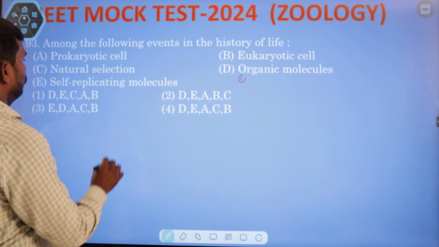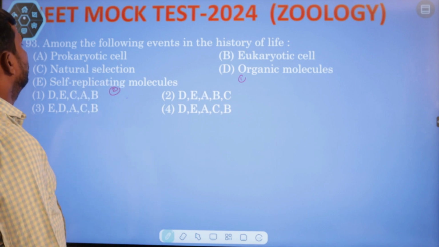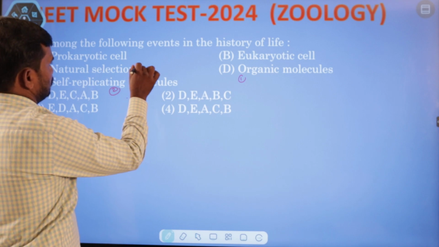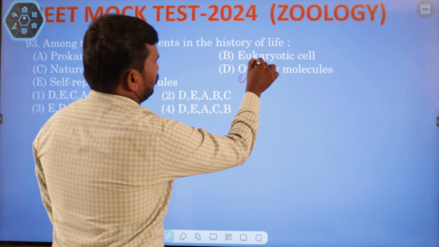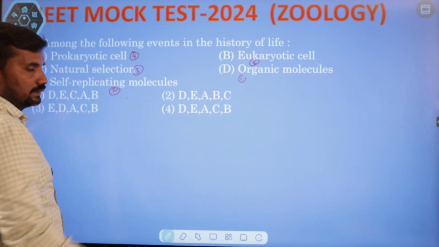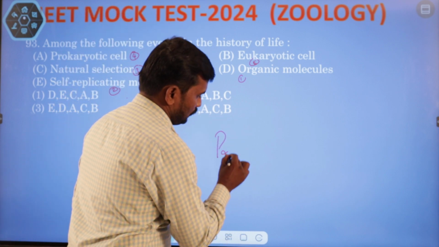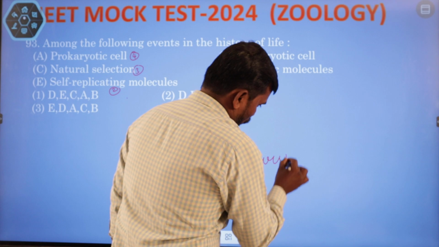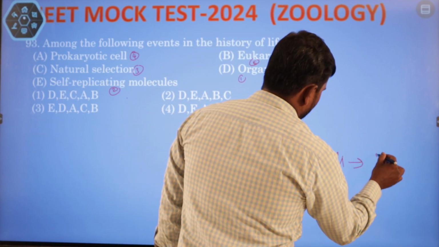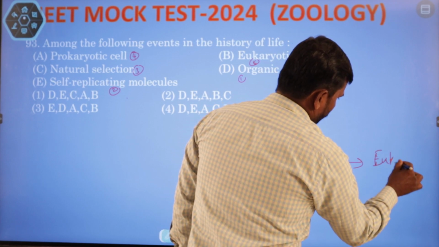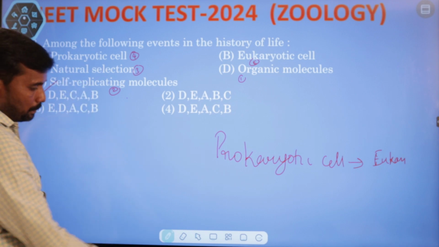Second, the organic molecules are going to convert into the self-replicating molecules. Self-replicating molecules undergo natural selection, some changes, then form the prokaryotic cells, then form the eukaryotic cells. But this is the most important thing: the first formed cell is called prokaryotic. Prokaryotic cells are going to evolve into eukaryotic cells. So the correct answer is 1, DECAB.